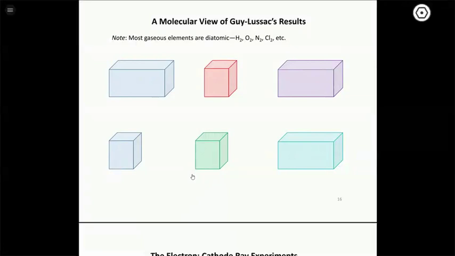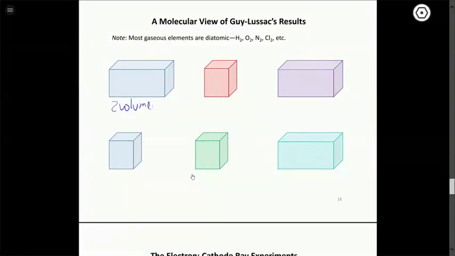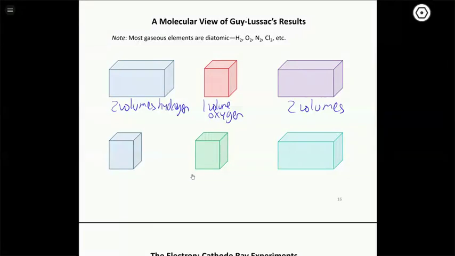And so if we want to look at this sort of picture again, 2 volumes of hydrogen, 1 volume of oxygen, making 2 volumes of water. So what's happening here in reality is that most of our gases, as we'll learn later on, are diatomic, which means that the elements are not simple atoms. They're 2 atoms connected to each other, H2, O2, Cl2, and so on.